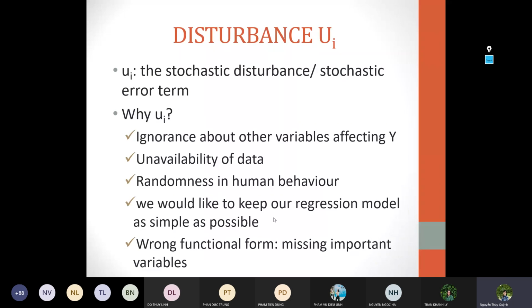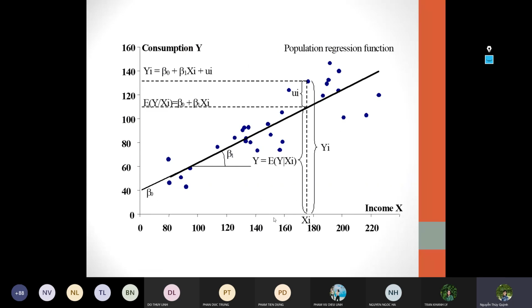Okay, so that's why we have ui in our stochastic form of the population regression model. Besides the independent variables that we mentioned in the model, there are a lot of other factors that affect the value of the dependent variable. All right, so this is an example.